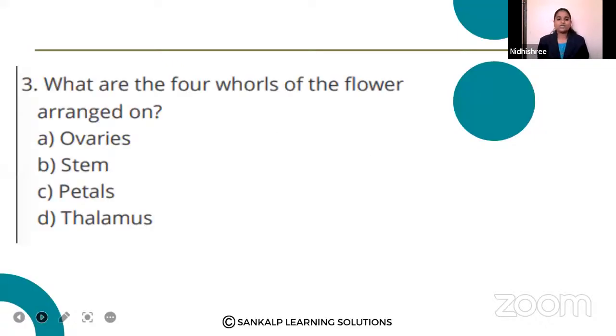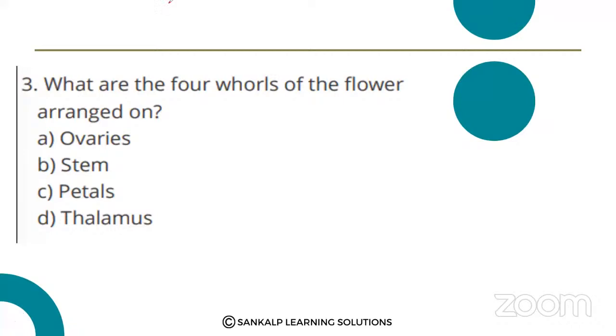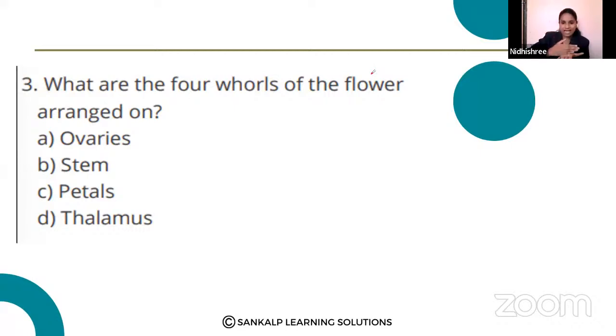Then the third question goes like this. What are the four whorls of the flower arranged on? Whorls means circles. When we see the flower, we will get the whorls: first calyx, then corolla, female reproductive part, male reproductive part, all on the thalamus. How many whorls will you have? What are the four whorls of the flower arranged on? That is, on what are these parts developed and arranged?